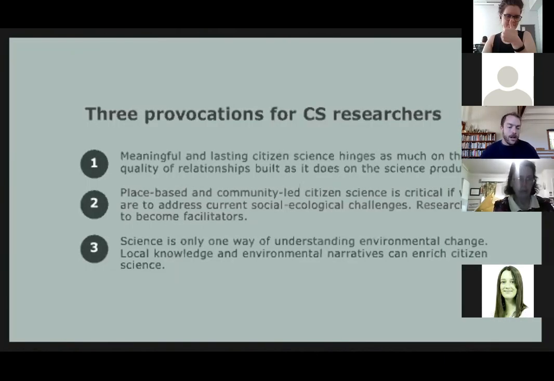As I said, I thought I'd end with some provocations for discussion and reflection for citizen science research here in Australia. The first one is that meaningful and lasting citizen science hinges as much on the quality of relationships built as it does on the science produced. Two, as I've mentioned, place-based and community-led citizen science is going to be critical if we're addressing the challenges that freshwater environments are facing. And in these cases, researchers will become facilitators. And three, science is only one way of understanding environmental change. Local knowledge and environmental narratives can enrich citizen science.